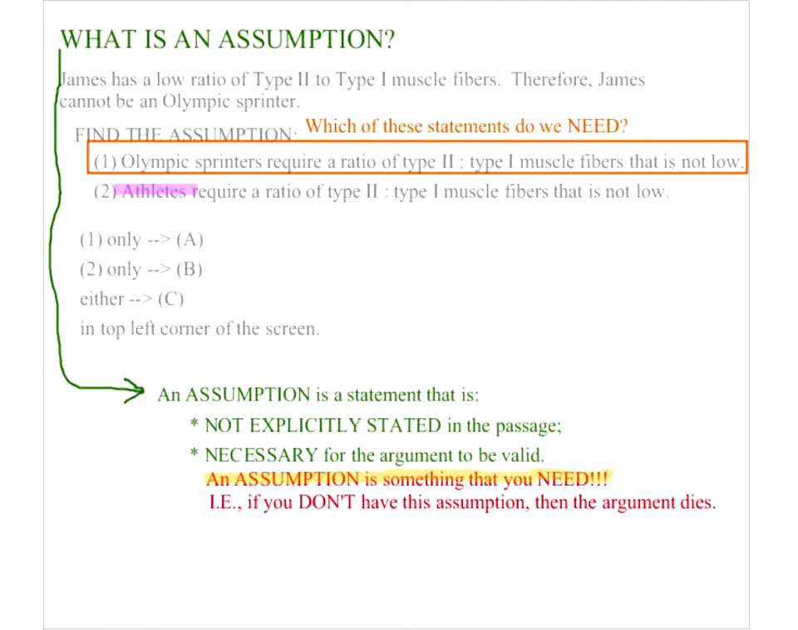Now, this would be an excellent answer to a strengthened question, which we'll talk about in a second, but that's not what we're doing right now. So, this is too broad. You don't need this to be true for all athletes, just Olympic sprinters.